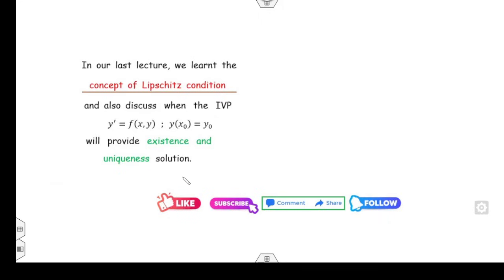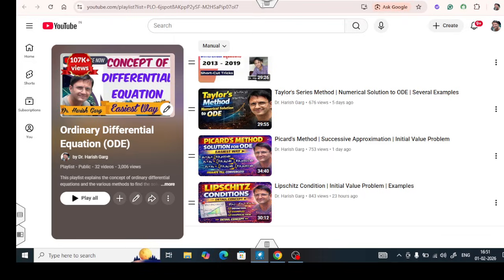What we have discussed so far, we have learned the concept of the Lipschitz conditions, in which we discussed under what case you will get the existence and uniqueness of solutions. If you have not heard this lecture yet, then you must find my playlist on ordinary differential equations and you can see the lecture on the Lipschitz condition.